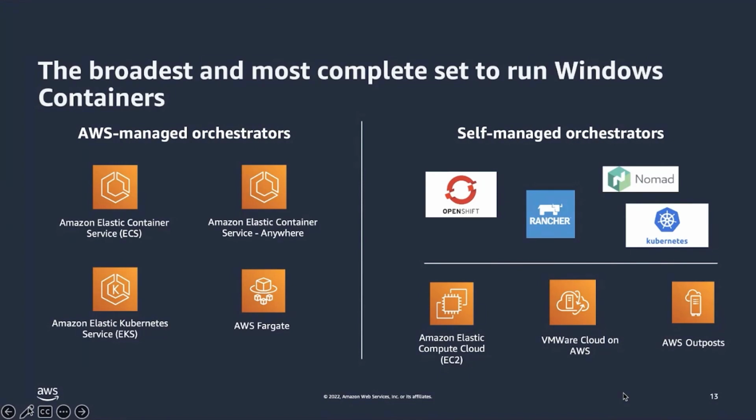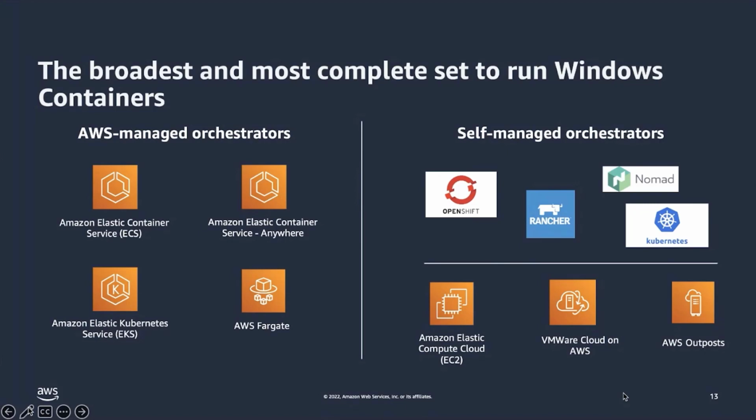But you also have the option to run Windows containers on Amazon Elastic Kubernetes Service, EKS. If you're already running applications on top of Kubernetes, or if you are planning to adopt Kubernetes as your default orchestrator, Amazon Elastic Kubernetes Service supports Windows containers as well. In all those three options I just explained, all those options require you to manage the EC2 Windows operating system.